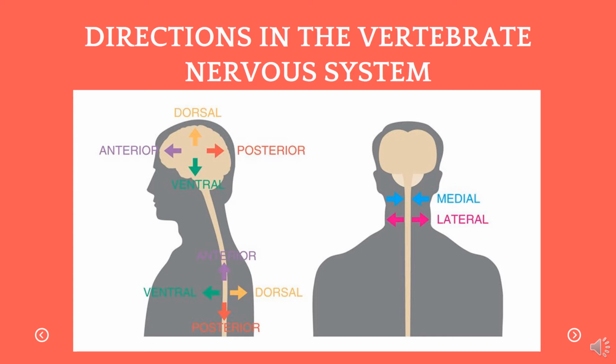Dorsal-ventral. Dorsal is towards the surface of the back or the top of the head, while ventral is towards the surface of the chest or the bottom of the head. Medial-lateral. Medial is towards the midline of the body, lateral is away from the midline of the body. Please refer to the picture attached.